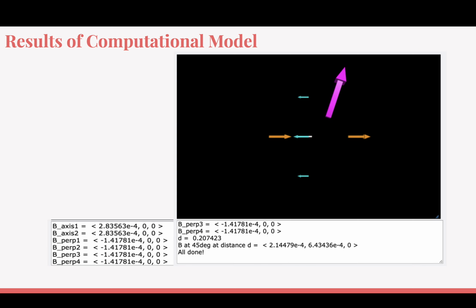Here are a few images of the results of my computational model, including the off-axis, on-axis, and perpendicular arrows in the respective colors. The most important value to note here is the final vector, B at 45 degrees at distance d. That is the simulated off-axis magnetic field value, and taking the magnitude of this is what I used that corresponds to the back end of my preview of the computational off-axis field.